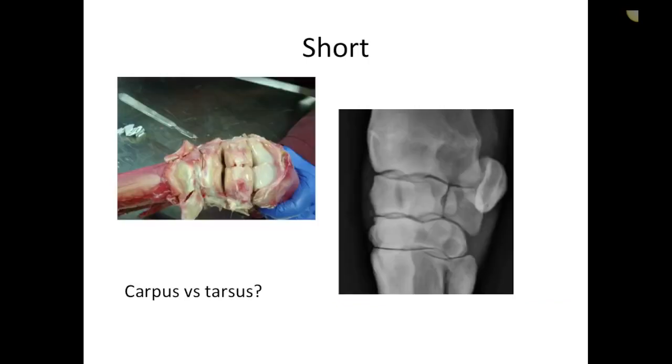Short bones make up the carpus and the tarsus, so they are the bones within the carpal joint and within the tarsal joint. We'll go into the skeleton a little bit later on, but carpus is of course the wrist, and tarsus is the ankle, if we're comparing it to humans.